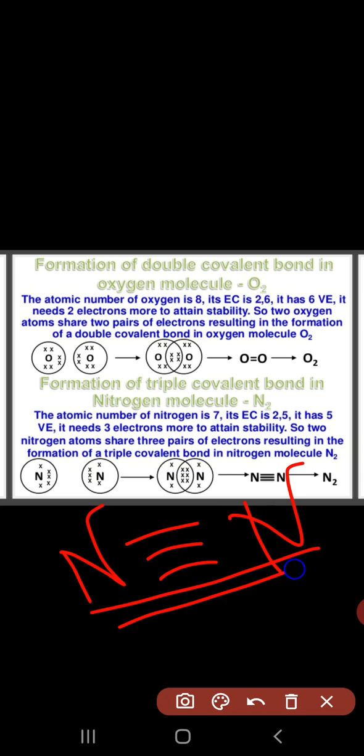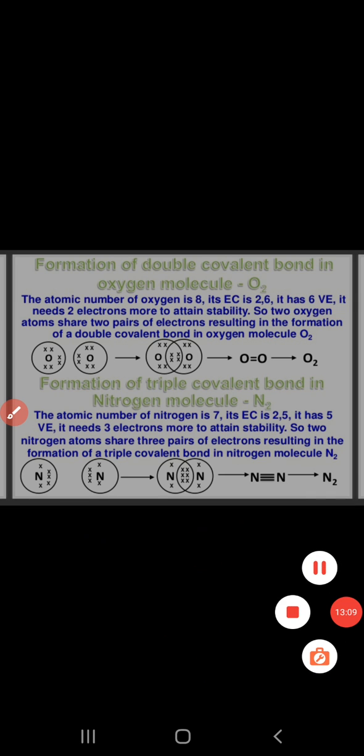How many pairs are there here? 3 pairs of shared electrons. So that's why we call it a triple bond between the nitrogen atoms. So in the nitrogen molecule there is a triple bond. Here is the formation of the triple covalent bond. Here we stop.